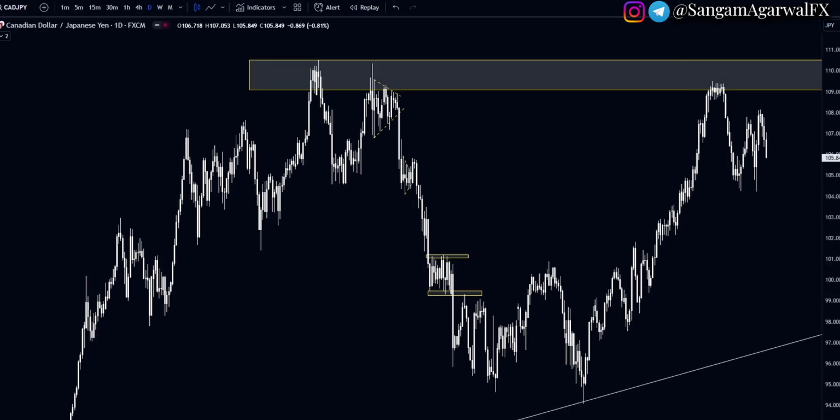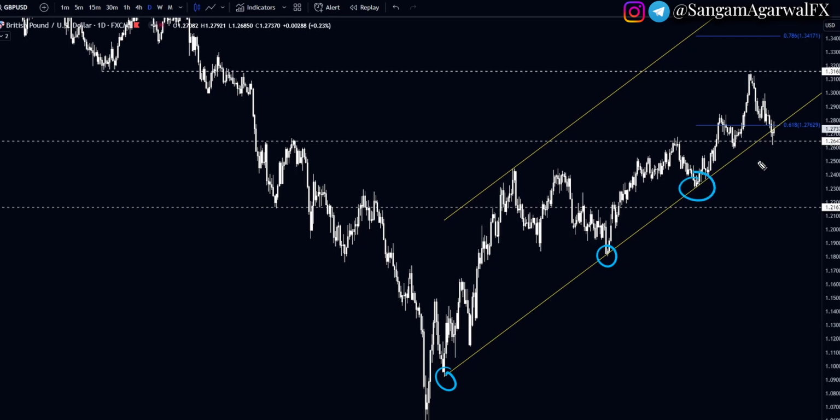Then your CADJPY, after making a top near 108, now it is coming down and it can break this low, and this area near 102 will be your next big support level.